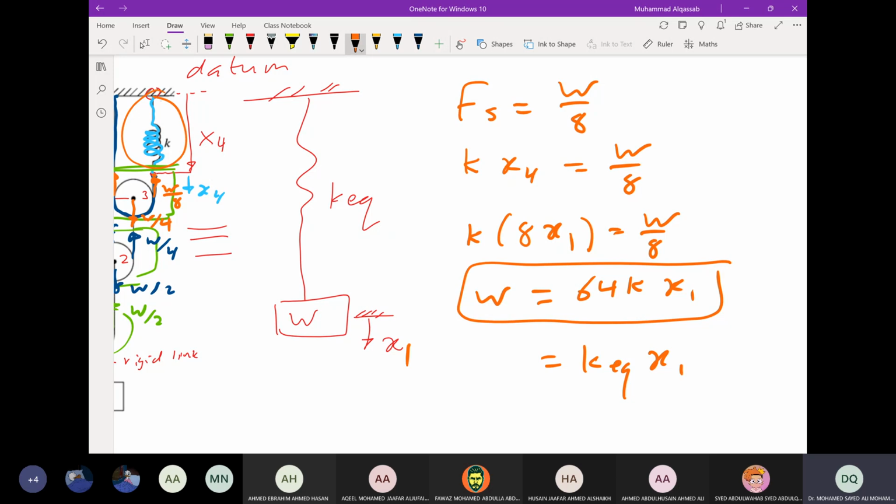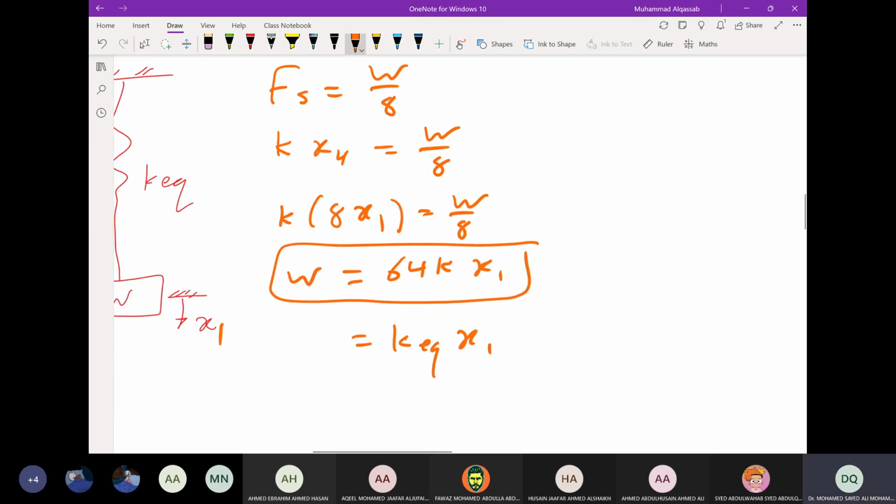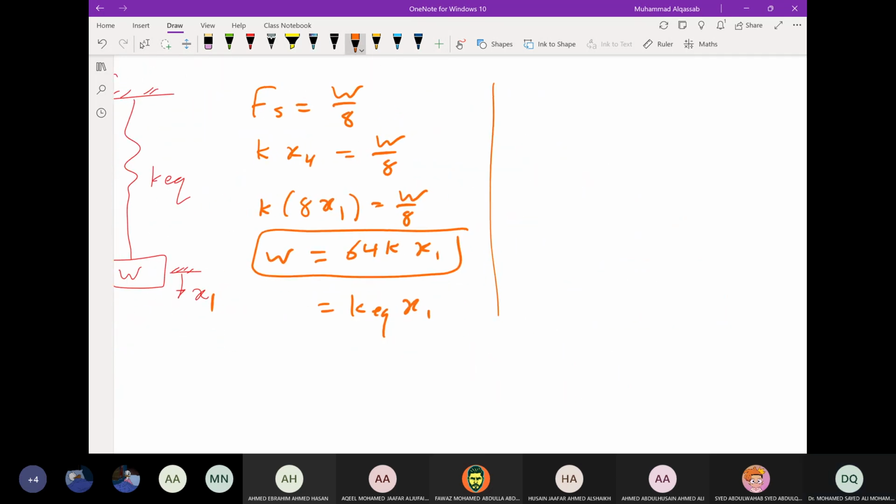This equation means that the weight equals k equivalent times x1. And then the natural frequency, once you reach this, therefore omega n equals the square root of k equivalent over m, which is 64k over m, or W over g, using the same parameters. So the natural frequency is 8 times the square root of kg over the weight.